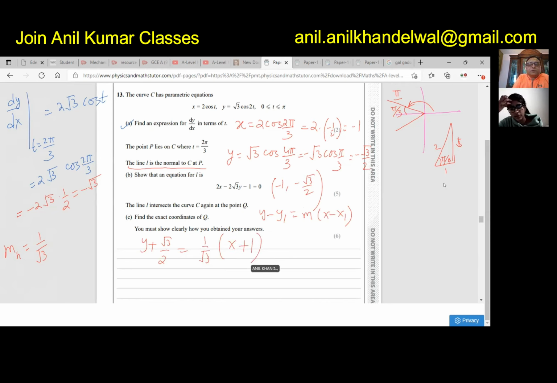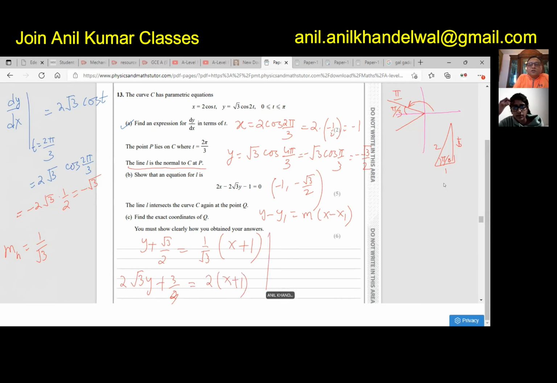Now you can multiply by square root 3, so you get square root 3y plus 3 over 2, right? You can multiply by 2 also, right? Because we don't want any denominator. So you get 2 here, equals to 2 times x plus 1, correct? Yeah. Now you can open this bracket and you know the answer.